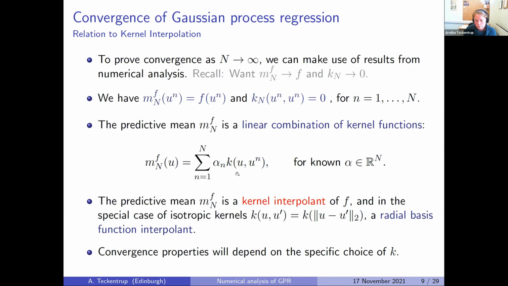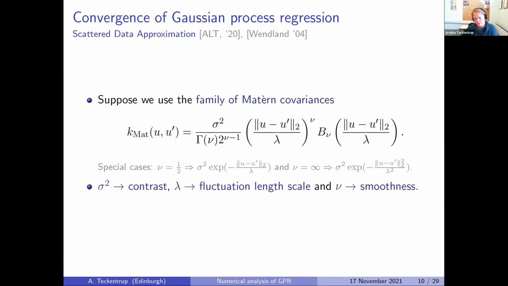Okay. So because then you know that the mean is just a kernel interpolant of f, you can then use the results from the numerical analysis literature. And because the kernel k in this case takes the role of the basis functions in the interpolation, the type of results you get depend very much on the choice of k that you have made. Okay. So what I'm going to do now is just show you one particular result for a family of covariances that is very often used. So these are these Matern covariances.